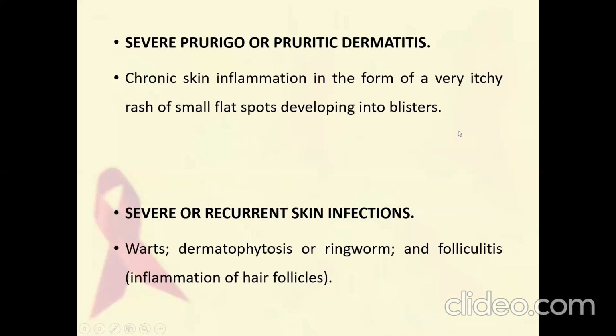Then severe prurigo or pruritic dermatitis. It is a chronic skin inflammation in the form of a very itchy rash of small flat spots developing into blisters. Severe or recurrent skin infections: warts, dermatophytosis or ringworm, and folliculitis. Folliculitis is the inflammation of hair follicles.